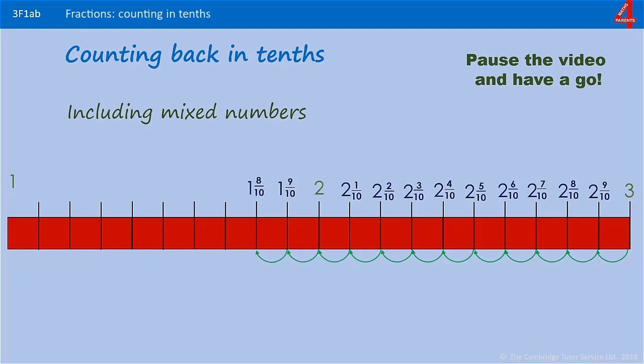If I put in the next few numbers, and then from 1 and 5/10, I want you to pause the video again and put in the next two numbers, counting back in tenths. From 1 and 5/10 to 1 and 4/10, and from 1 and 4/10 to 1 and 3/10. Once you've got the hang of counting forward in tenths, counting back shouldn't be a problem.